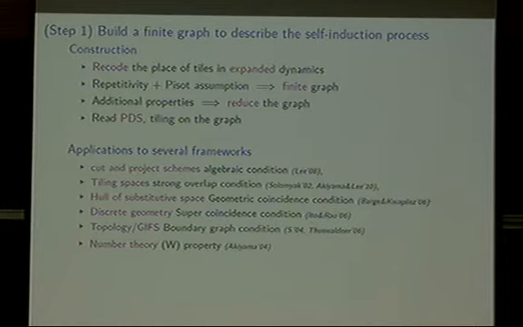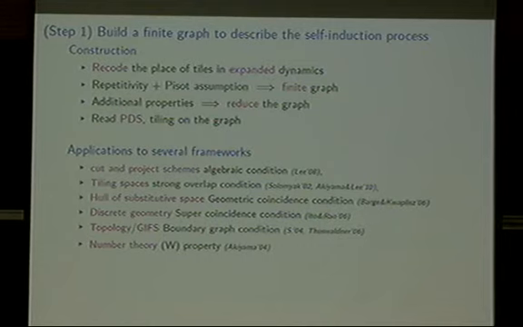If you look at Lee's condition and also at Chiavelli, then you have this algebraic condition, we have this strong overlap condition in tiling space, we have geometric coincidence condition in substitutive space, we have the super coincidence conditions, the boundary graph conditions, and the W property. So this is listed. It is always related to very specific stuff. This is for beta numeration. This is for tiling space. This is for quasi-crystals. This is for discrete planes. But when you look at that from abroad, actually you find exactly the same process. And actually, they are all the same.